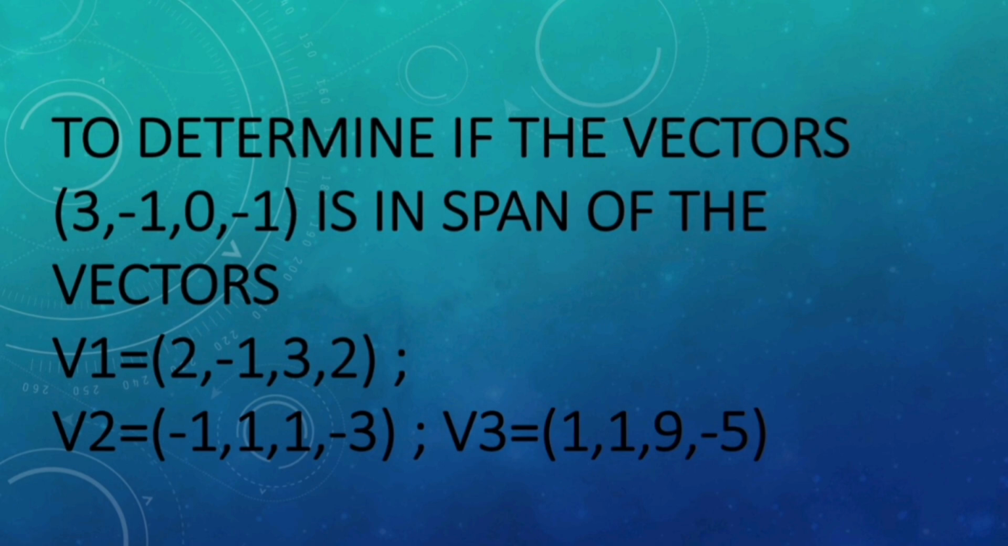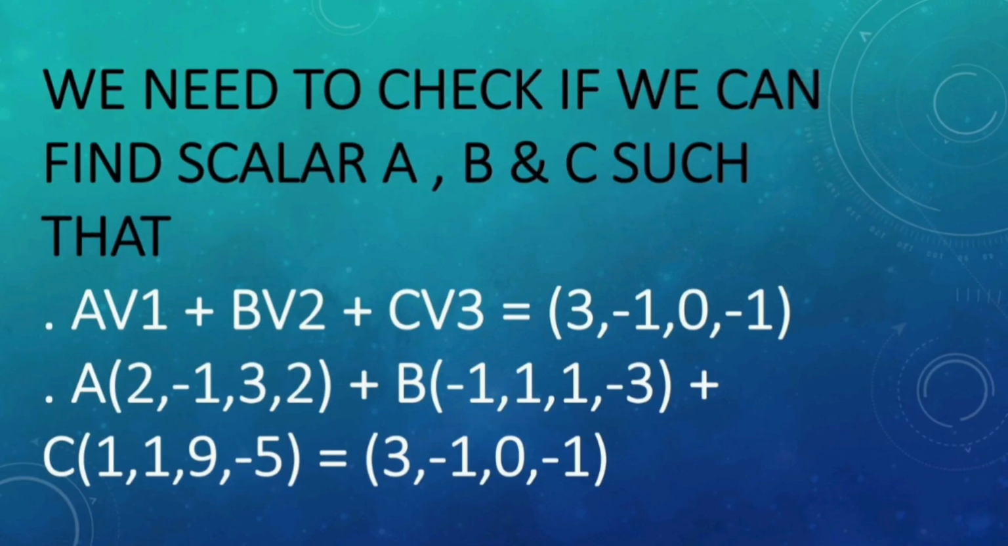Now the solution goes by, to determine if the vector (3, -1, 0, -1) is in the span of the vectors V1, that is (2, -1, 3, 2), V2 and V3, we need to check if we can find scalars a, b and c in such a way that a V1 plus b V2 plus c V3 is equal to (3, -1, 0, -1), because that is what's asked in the question. Does (3, -1, 0, -1) lie in the span of V1, V2, V3?